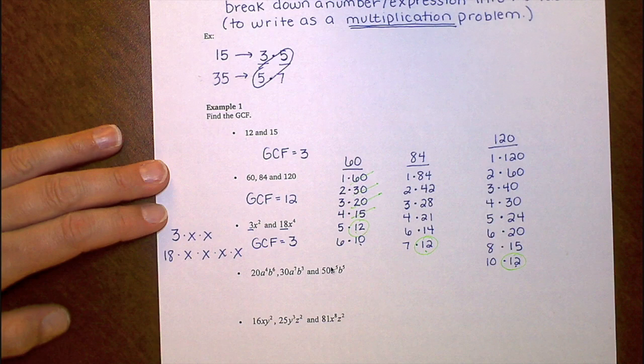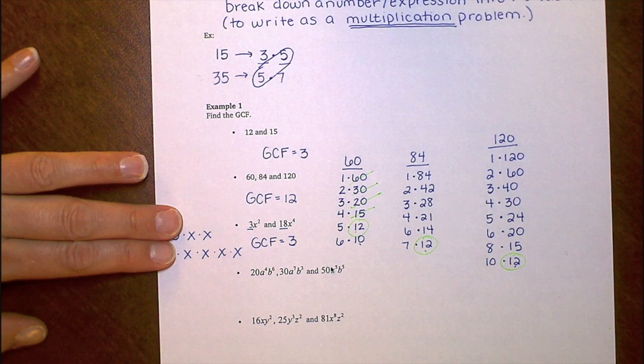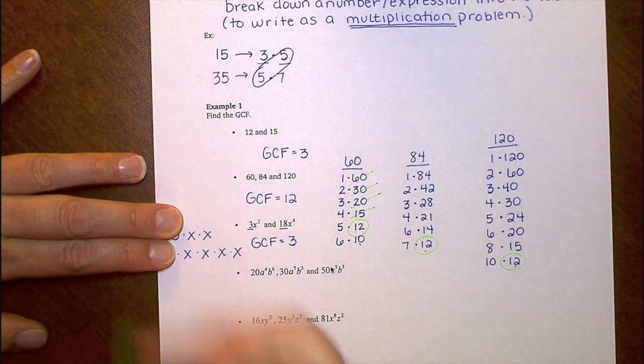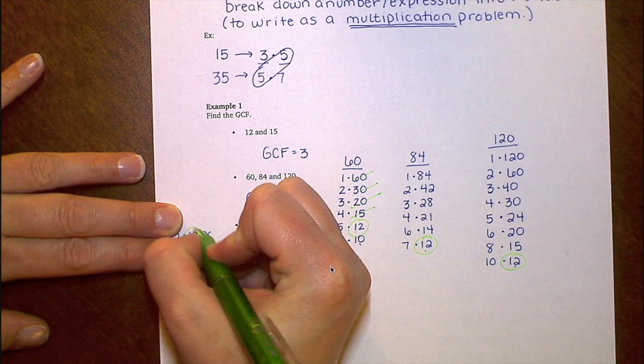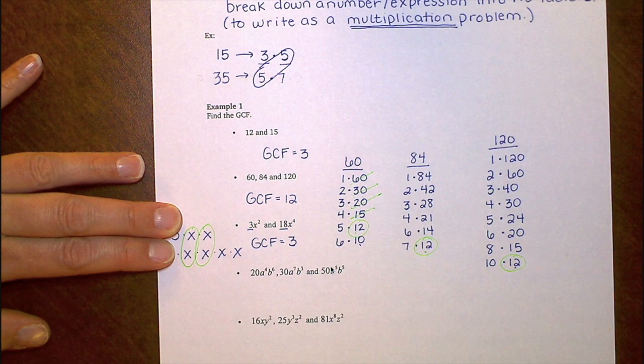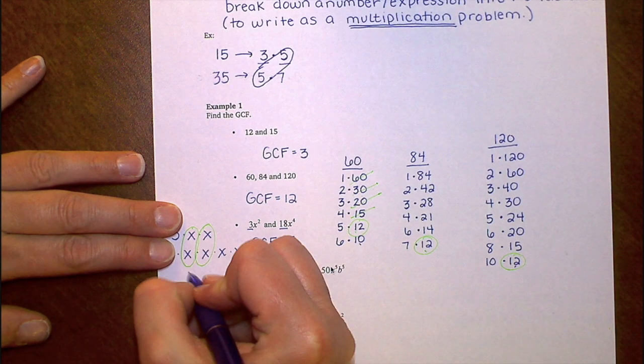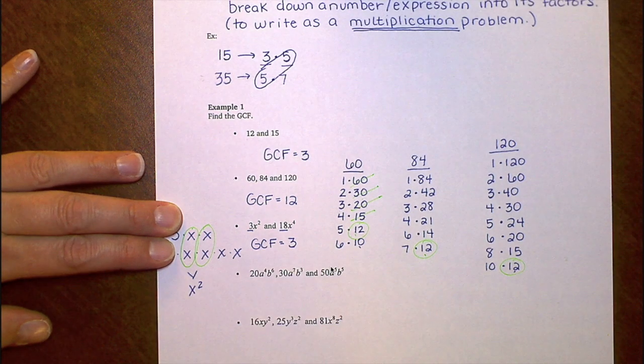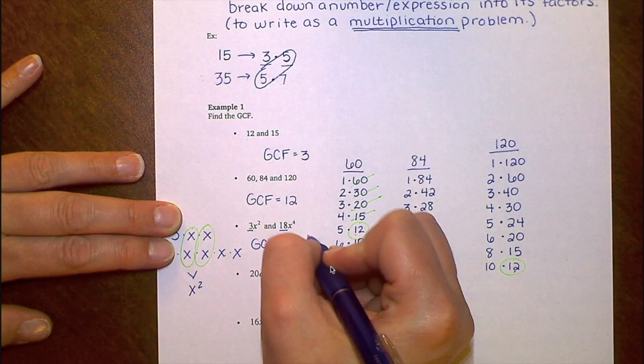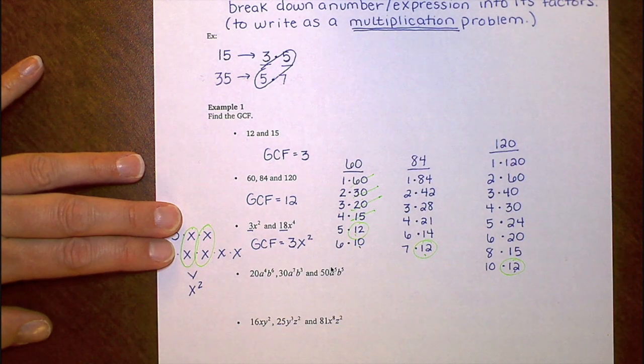So the question is, how many do they have in common? Now, we already took care of the 3 and the 18, right? So they have 2 of these in common. And so that's really equal to an x squared that they share in common. And so that goes into my GCF. My GCF would be 3x squared.